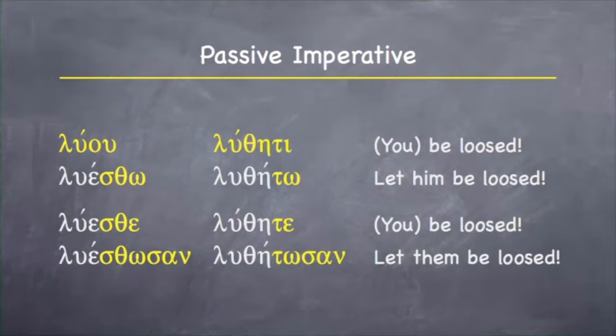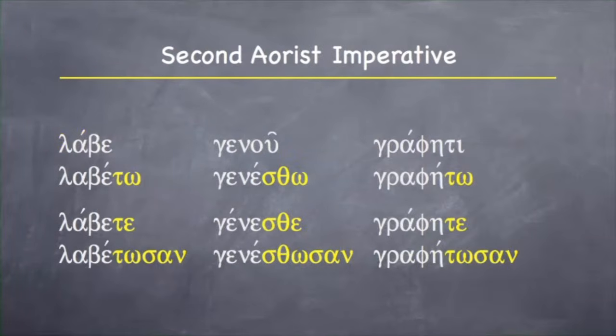Switch over to the passive imperative. And again, you know the present passive, because it's the same as the middle, luu and so forth. And in the aorist passive, you memorize lutheti. But after that, lutheto, lutheta, luthetosin.